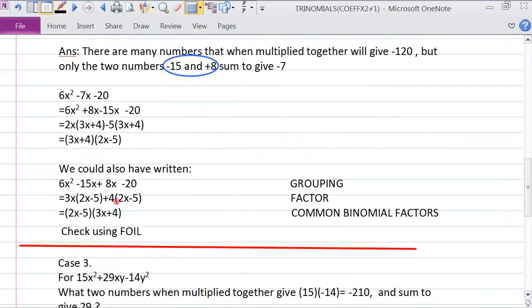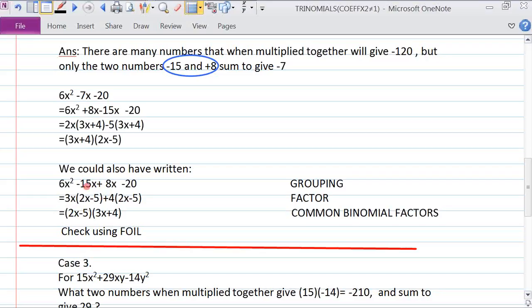Now, if I do the same problem by instead of doing plus 8x minus 15x, I do minus 15x plus 8x, which both sum to give minus 7. I've just changed the order of these two numbers. I still come out with exactly the same ultimate answer.